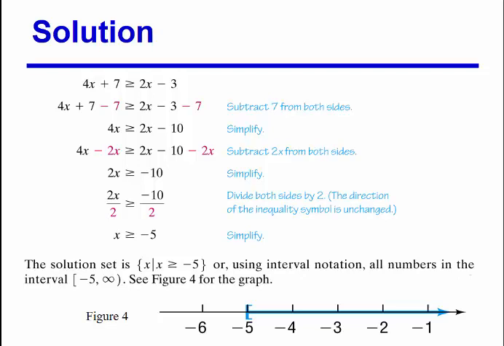Divide both sides by 2, and we get that x is greater than or equal to negative 5. So the solution set is all values x such that x is greater than or equal to negative 5. Using interval notation, you can see it there and in the graph.